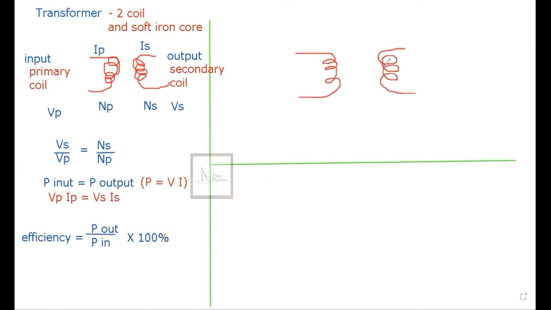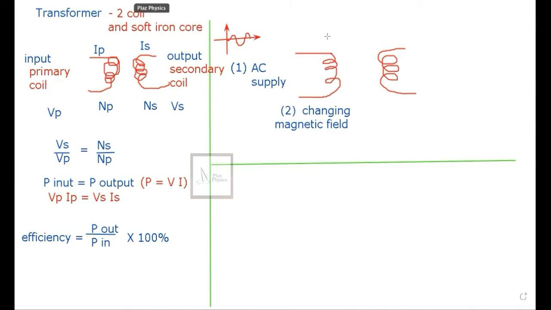How does a transformer work? Okay, there are 4 points you need to memorize. First, it must use AC supply. Why do we use AC supply? When there is AC supply, the primary will have a changing magnetic field. Why a changing magnetic field? Because the current keeps changing. AC looks like this. So the current will change from stronger to weaker, weaker to stronger. When it changes, what happens to the magnetic field? The magnetic field also changes.